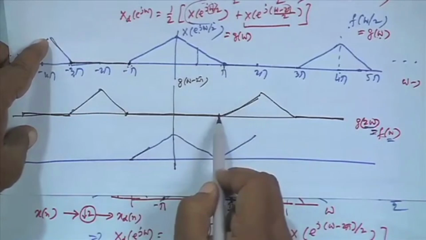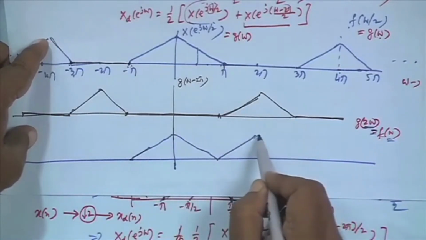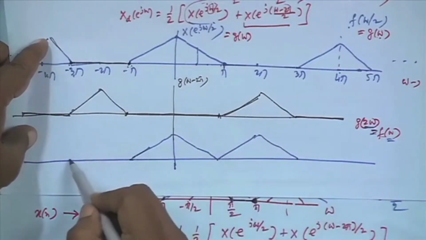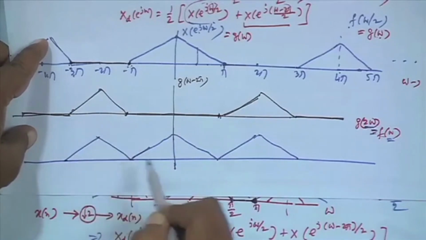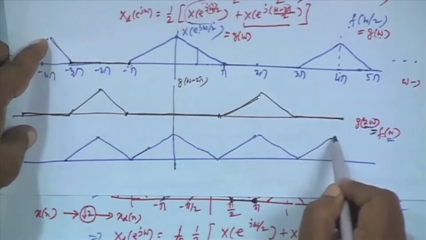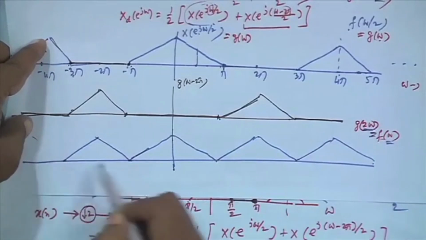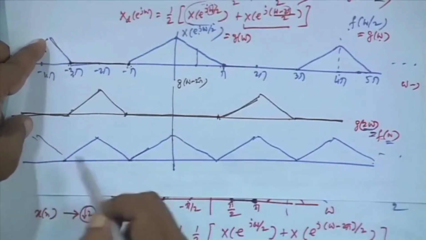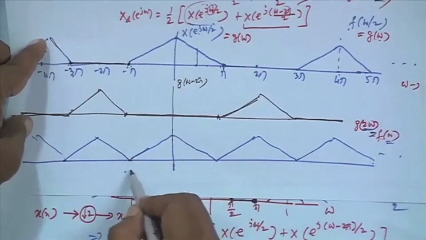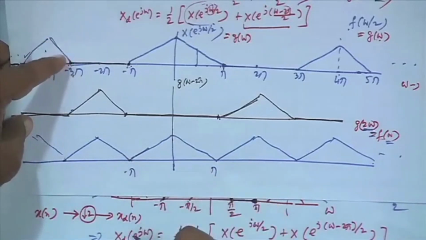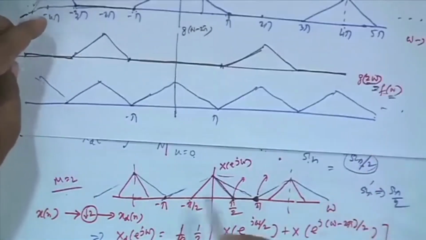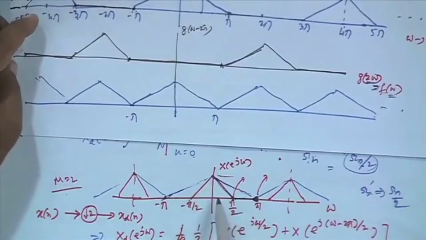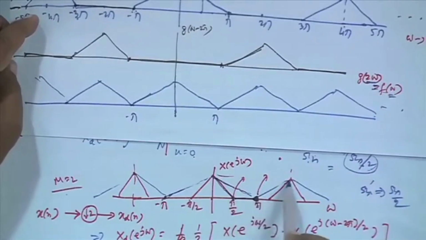Okay. If you add the two, you get the final DTFT: minus pi to pi and then pi to 3 pi, and so on. Okay, this is the DTFT. All right, and you see this is the figure I said you will get. It will go from 0 to pi, and again the same thing will repeat.